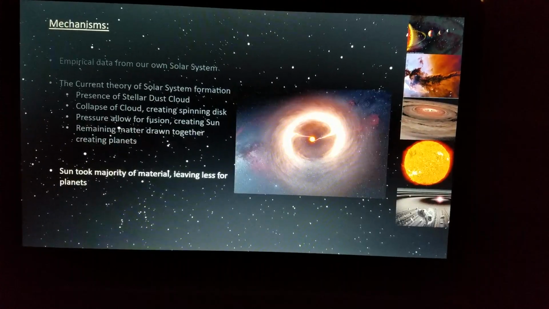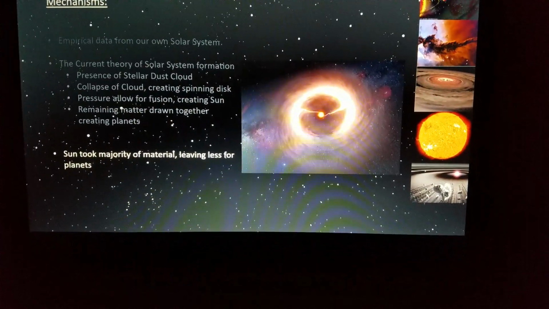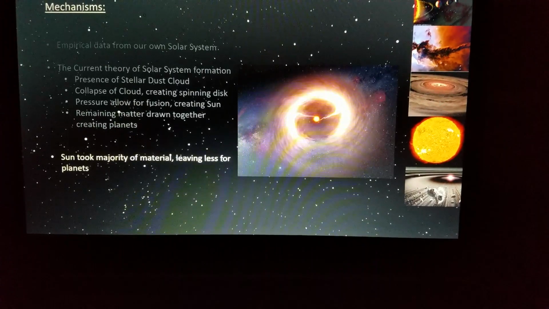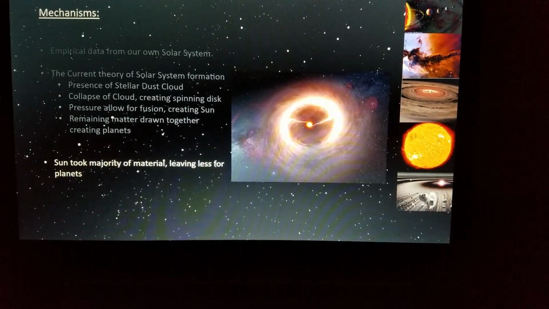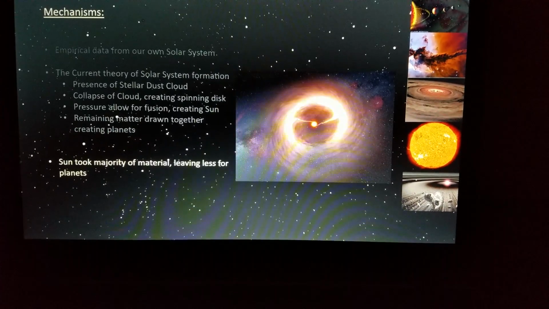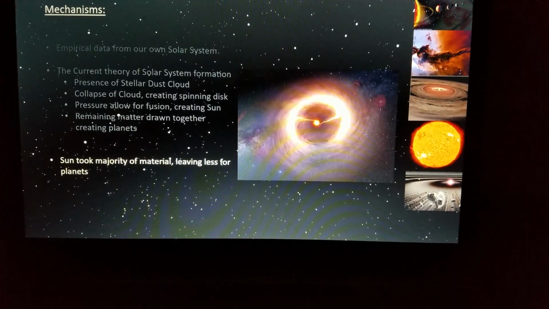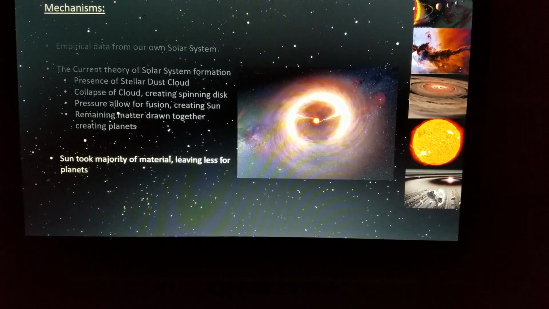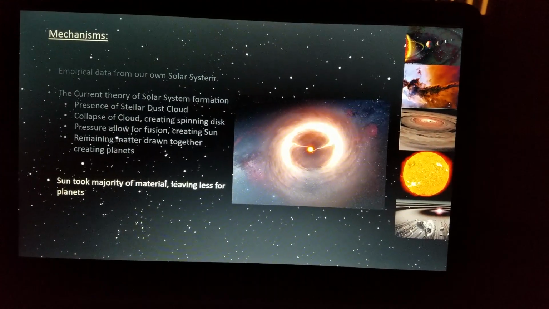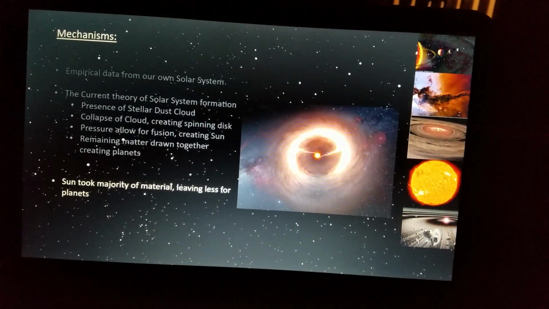Now, how this relates to my hypotheses is that if you are closer to the sun, it's more likely to use the majority of the matter, leaving less for planets to be formed. Thus is why Mercury is so small, and Jupiter is so big, because Jupiter is in the middle. And the further out you get, the less matter there would actually be due to gravitational attraction, which is why Neptune is relatively small compared to Jupiter.